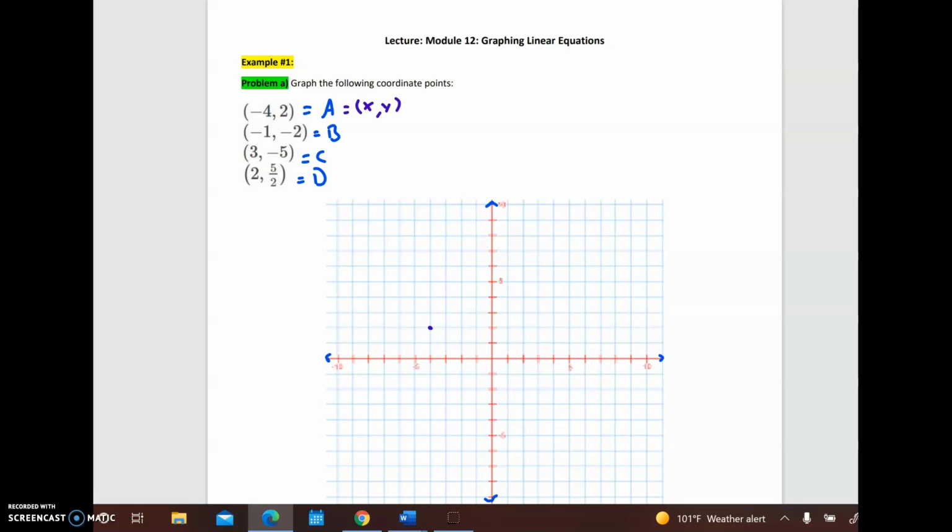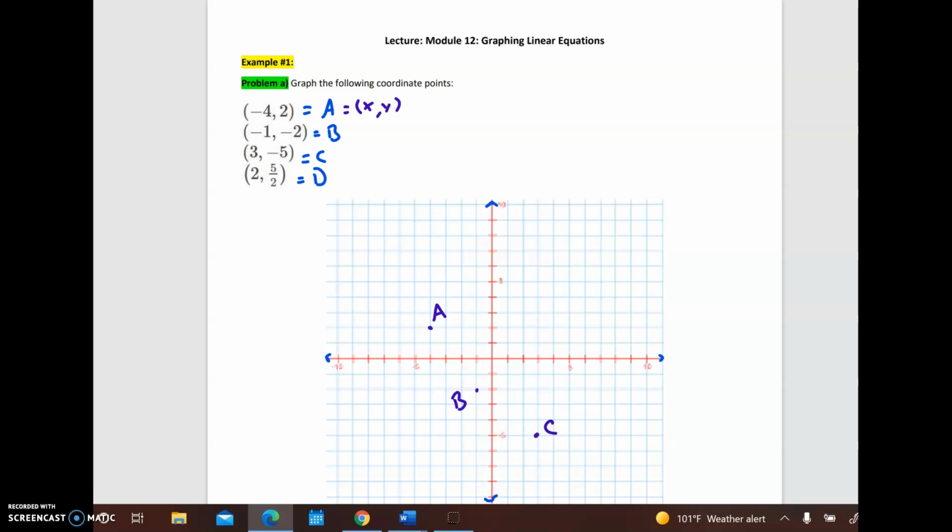This will be coordinate point A, and I'm just going to label it as A, or you could actually write the numbers. B, it's going to be at -1, -2, that's going to be here. This will be coordinate point B. C, it's going to be at 3, 1 2 3, and then -5. So this is going to be 1 2 3 4 5. This will be coordinate C.